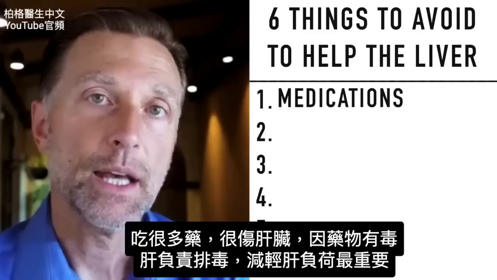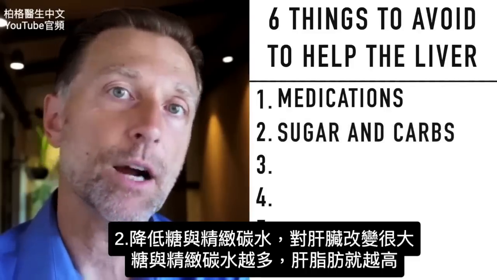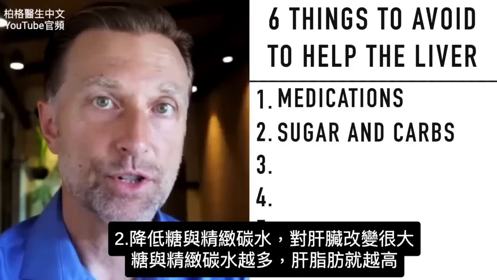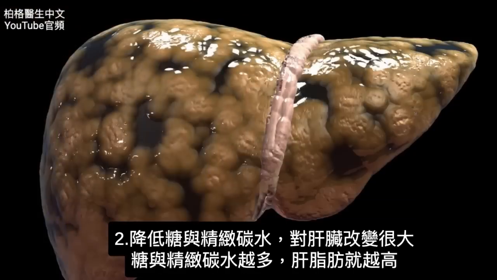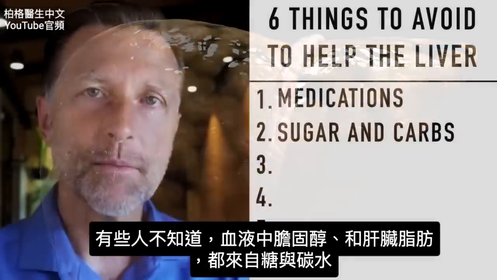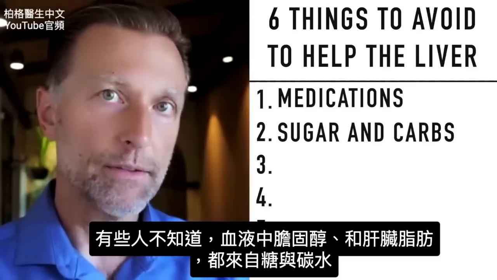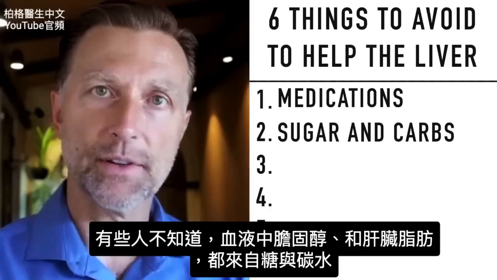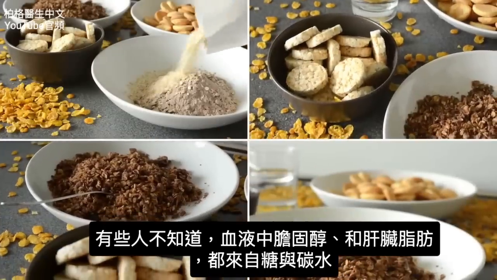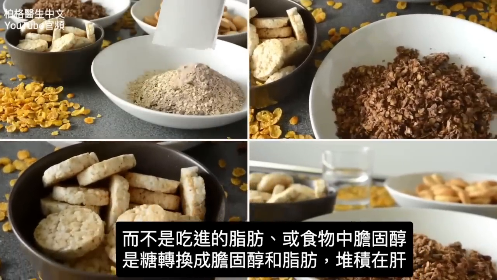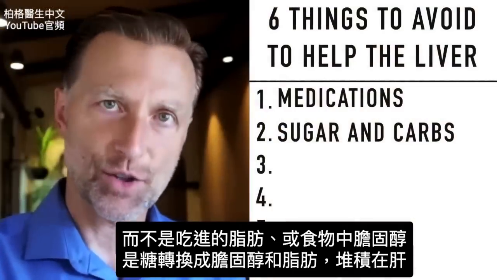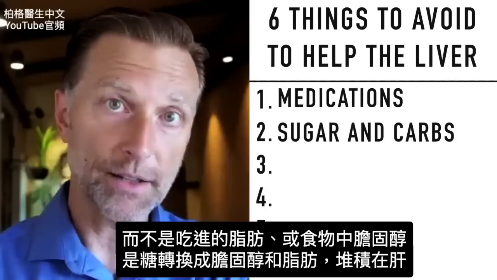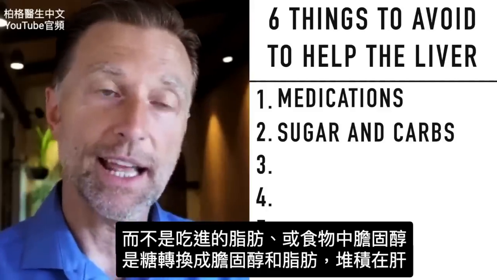All right, number 2, reducing the amount of sugar and refined carbohydrates. It's going to make a huge change to your liver. The more sugar, the more refined carbohydrates, the more fat you're going to generate on your liver. And I think some people are not aware of the fact that the cholesterol in their bloodstream and the fat on their liver most likely came from carbohydrates or sugar, and not the dietary fat or cholesterol they're consuming. So sugar gets converted to cholesterol and fat in the body. There's a whole pathway that does this, and it ends up in your liver.